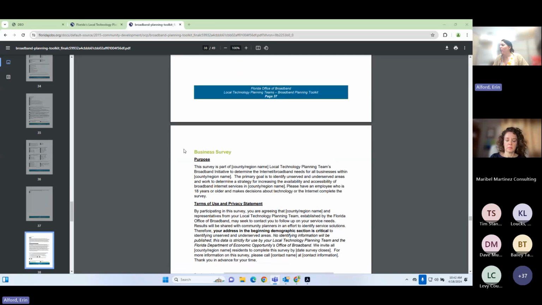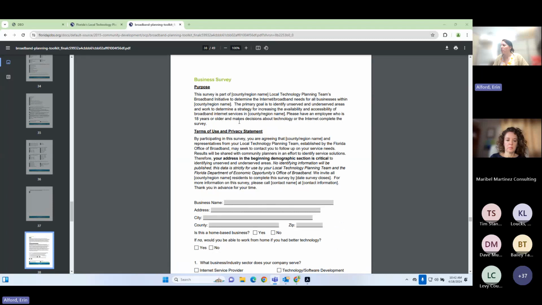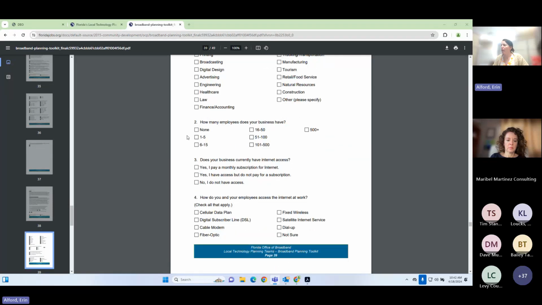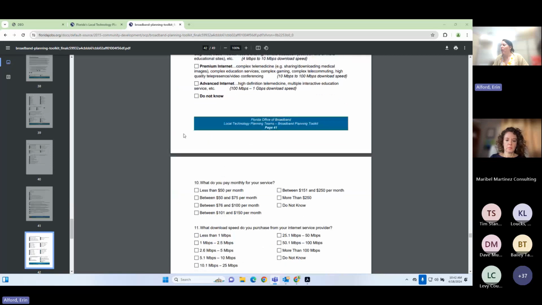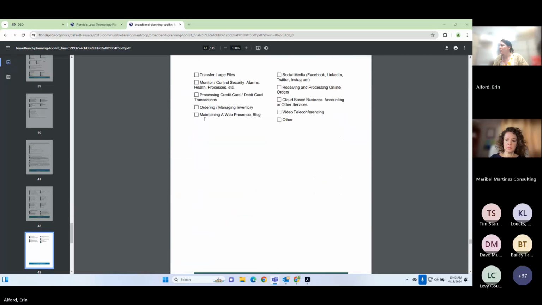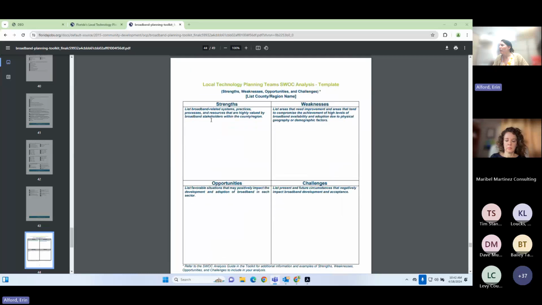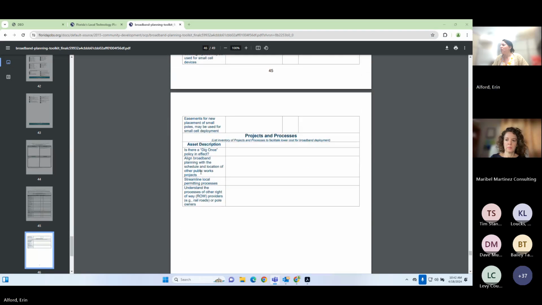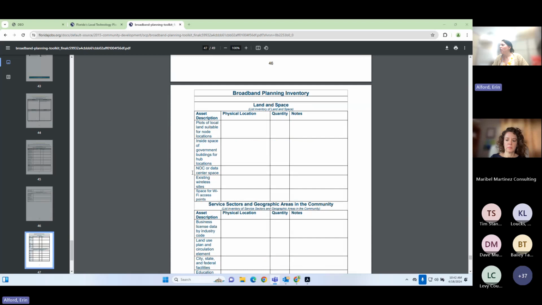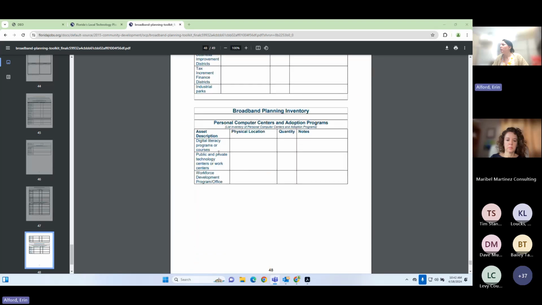And then this is the business survey as well. You can do the same thing, just copy and paste it into a Google form or Survey Monkey. And then this is a template for the strengths, weaknesses, opportunities, and challenges analysis, broadband inventory template, and then another broadband inventory template.